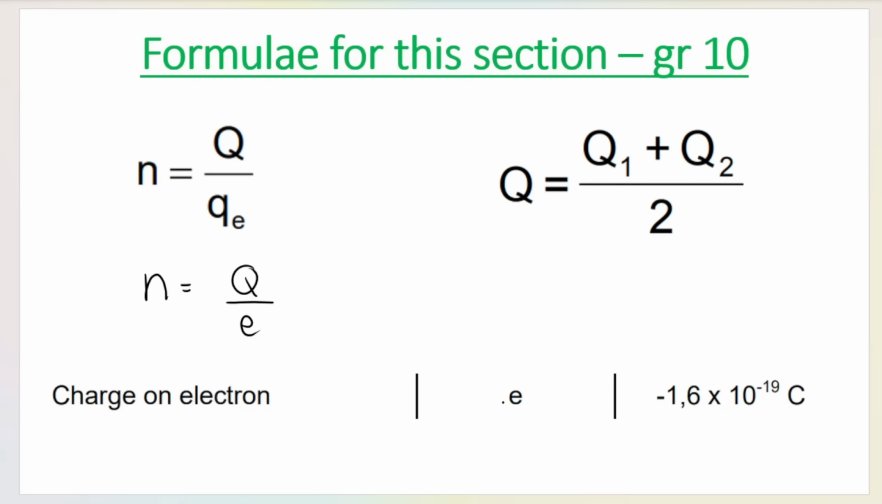You're either going to get e at the bottom or qe at the bottom. They mean the same thing. They're the charge on an electron, the charge of one electron. I'll go through what everything else means in a moment, but be familiar with these, grade 10s, 11s, and 12s. You are taught it in grade 10.